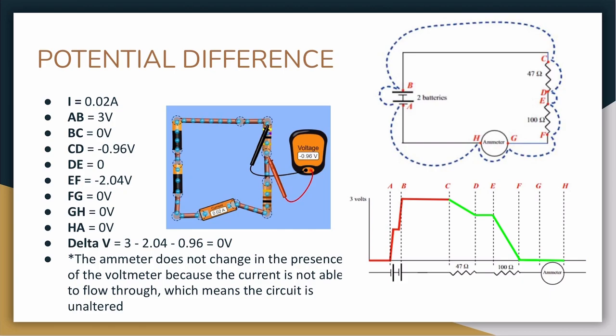The emitter does not change in the presence of the voltmeter because the current is not able to flow through, which means that the circuit is unaltered. And if we look on the bottom right, we can see a visual representation of the potential difference throughout the circuit.